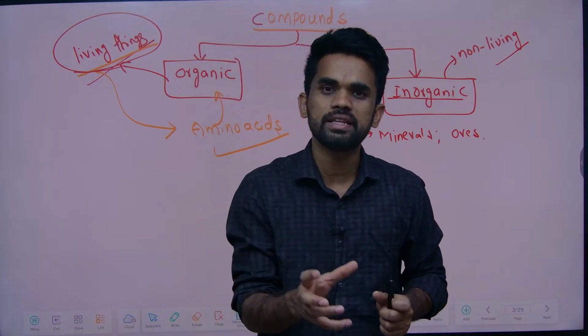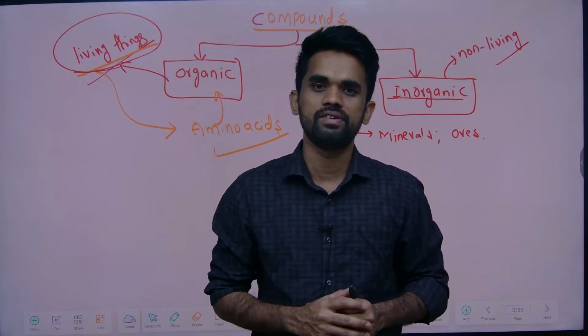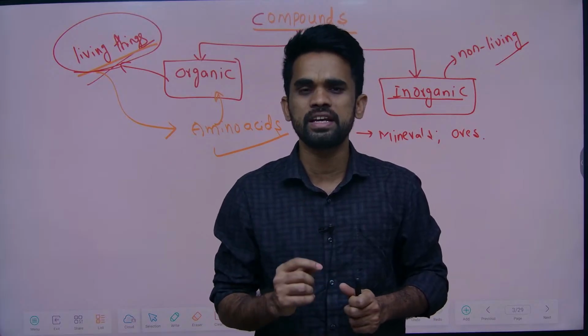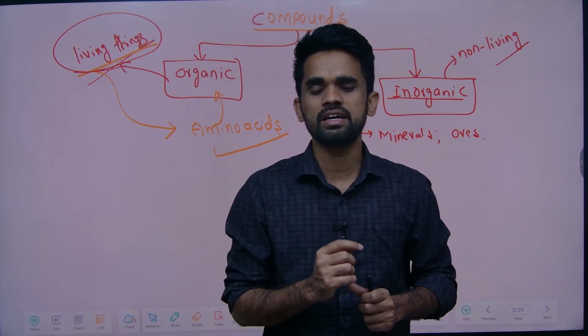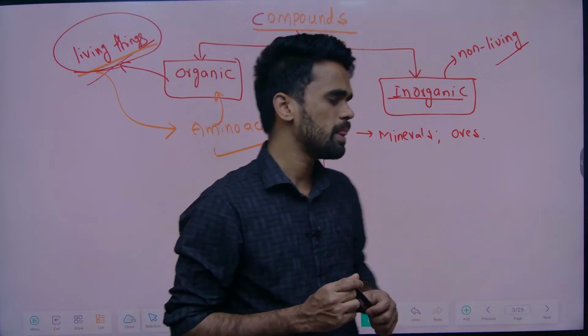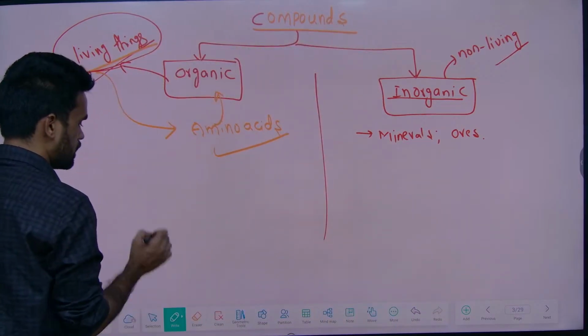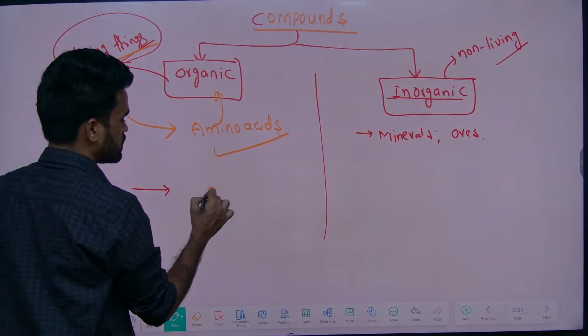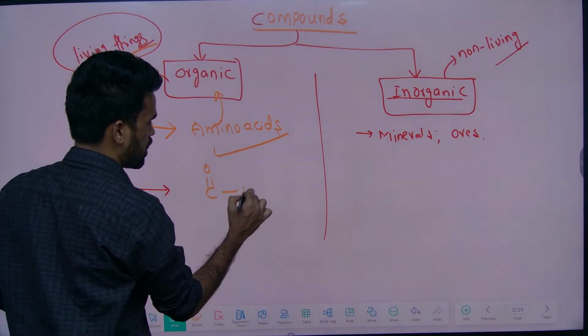Later, scientists did some research and found that organic compounds can also be prepared in the laboratory, not just from a living source. The first organic compound prepared synthetically, that is in the laboratory, is urea. So what is the first organic compound? Urea. What is the formula of urea?